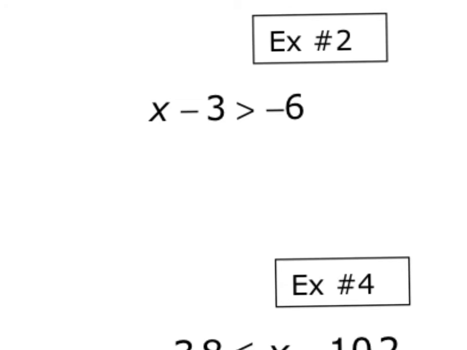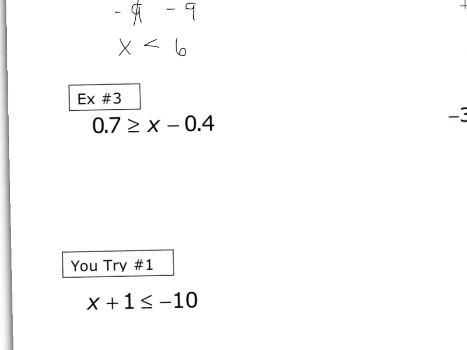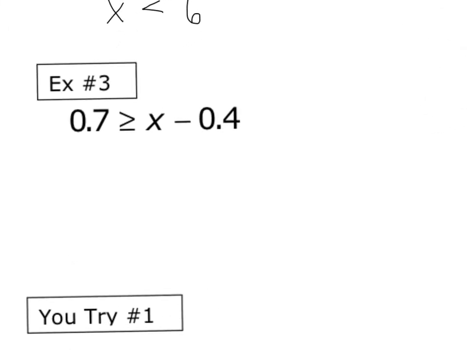This time we want to get the x by itself, so we want to undo the subtraction by addition. Those 3s cancel. And we have x, and then we bring down our greater than inequality sign. And then minus 6 plus 3, of course, is negative 3. So x could be anything that's greater than negative 3. So negative 2, negative 1, 0, and so on. Let's try one with decimals.